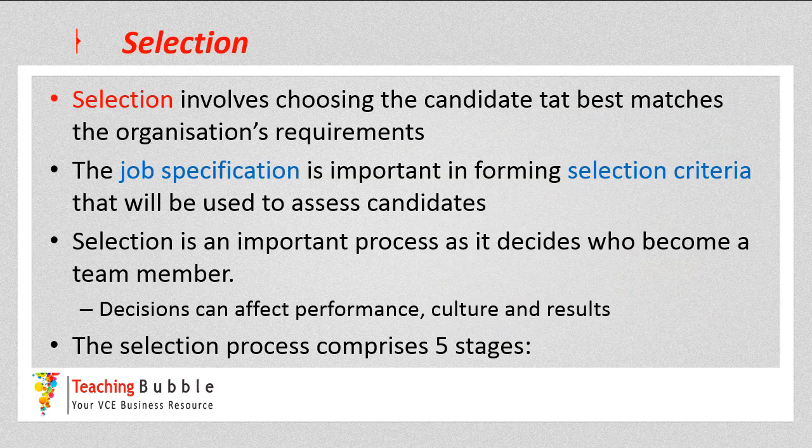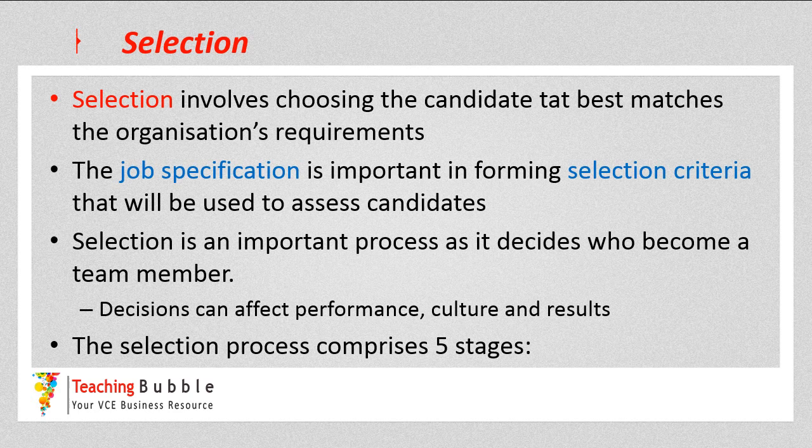Now we move on to selection. Imagine that we've got a pool of applicants to choose from. Selection involves choosing the candidate that best matches the organisation's requirements. Here the job specification is really important, because that forms a selection criteria that will be used to assess different candidates. And those that best meet that selection criteria will move through the selection process and have a really good chance of being hired by the organisation.